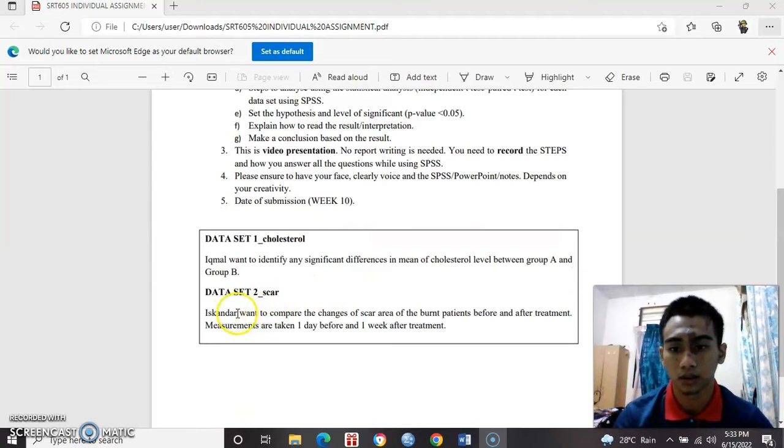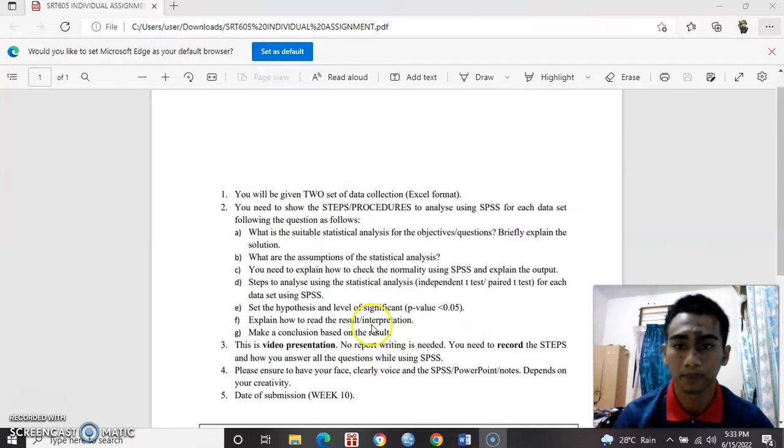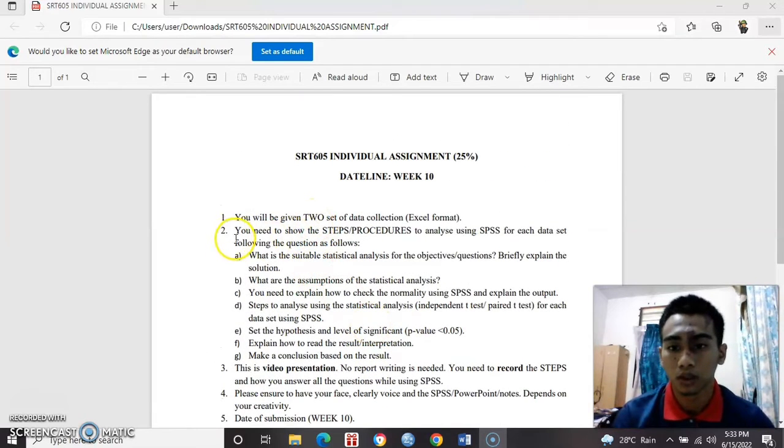So the data set 2 question is that Iskandar wants to compare the changes of scar area of the patient before and after treatment. Measurements are taken 1 day before and 1 week after the treatment. So for question A, what is the suitable statistical analysis for the objective and question? Briefly explain the solution. So we have the solution.